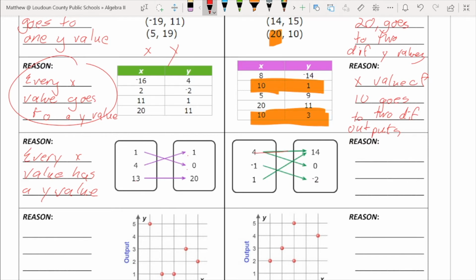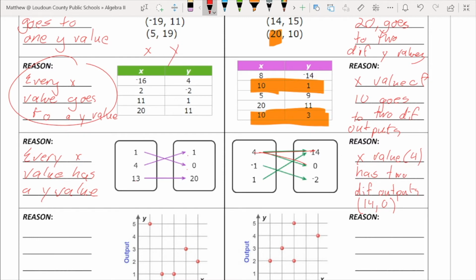Here, how about this one? Well, 4 goes to 14 and 10. All right, so the X value, 4, has two different outputs, which are 14 and 0. So that is no bueno.